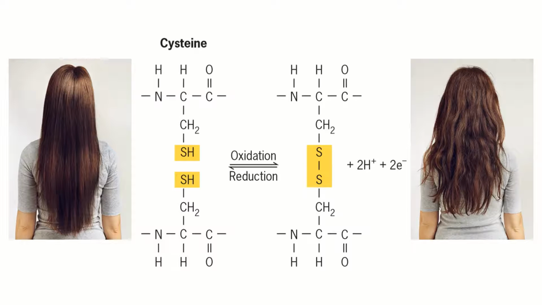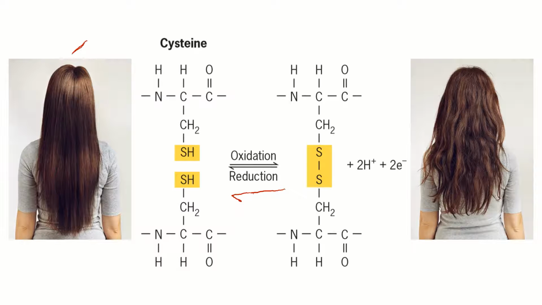And as you can see here, the direction of the reaction when there's a reducing substance is going to the left, breaking the disulfide linkages in the proteins of your hair and allowing your hair to straighten as shown in the picture here on the left. So when you get your hair straightened, they will use a reducing chemical substance.